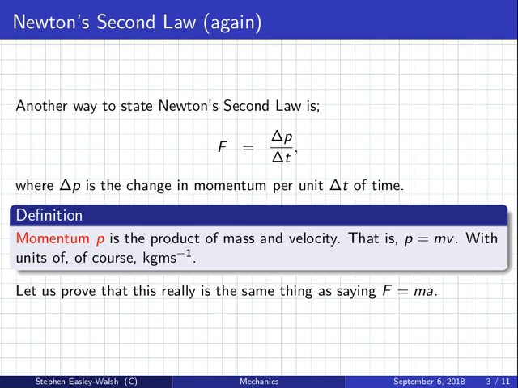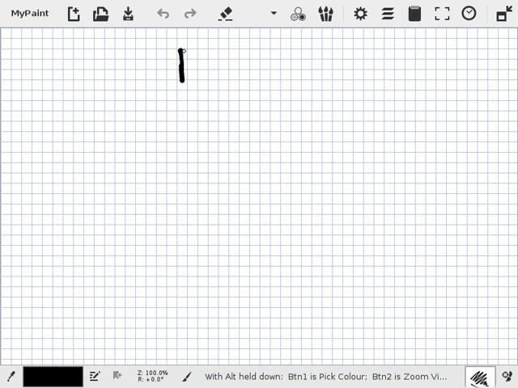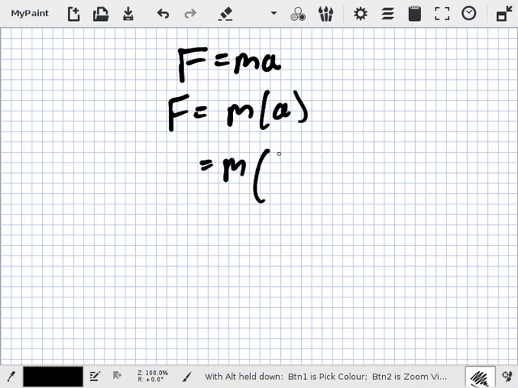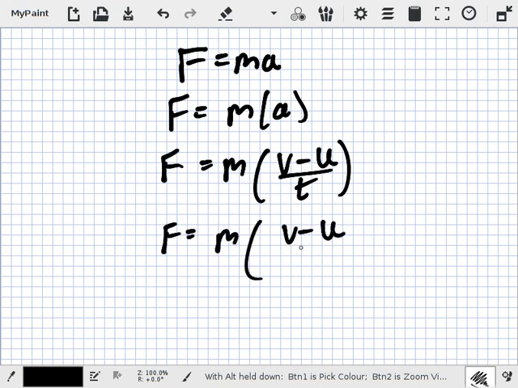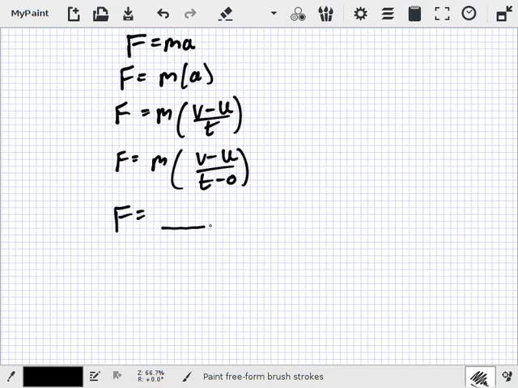So I want to prove that this formula is actually the same thing. So Newton said F equals ma. Fine. So that means F equals m times a. And we know that a is v minus u over t. Now if we start at the beginning, t is actually just t minus 0. So in other words, we can get F equals, on the top, mv minus mu, and on the bottom that's just the time, delta t.